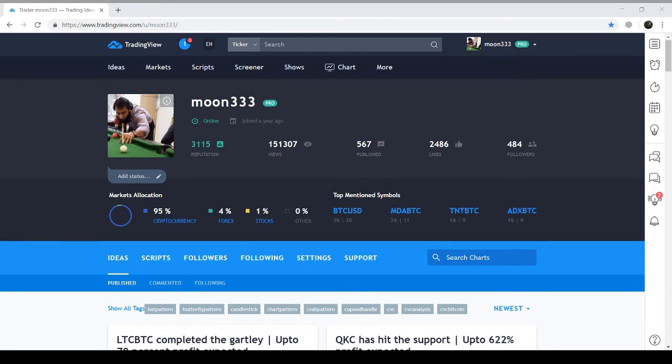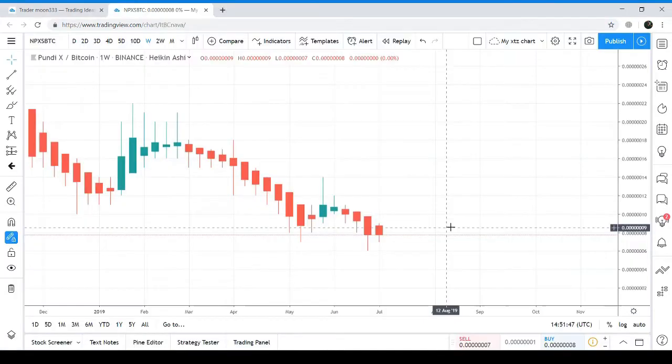Today I have brought the NPXS trade for you guys. So let's move to the NPXS live chart first. This is the NPXS 1 week live chart, Binance chart.